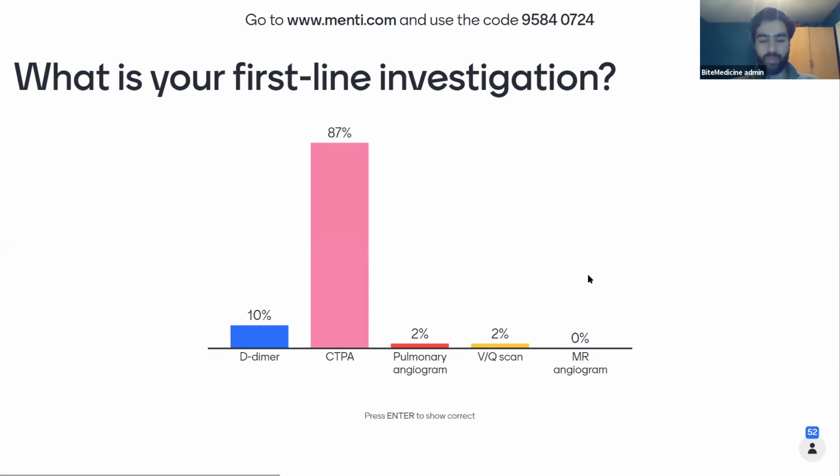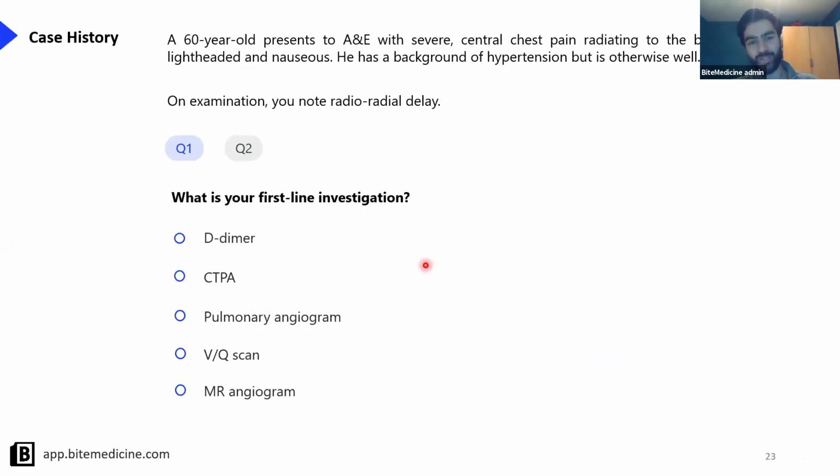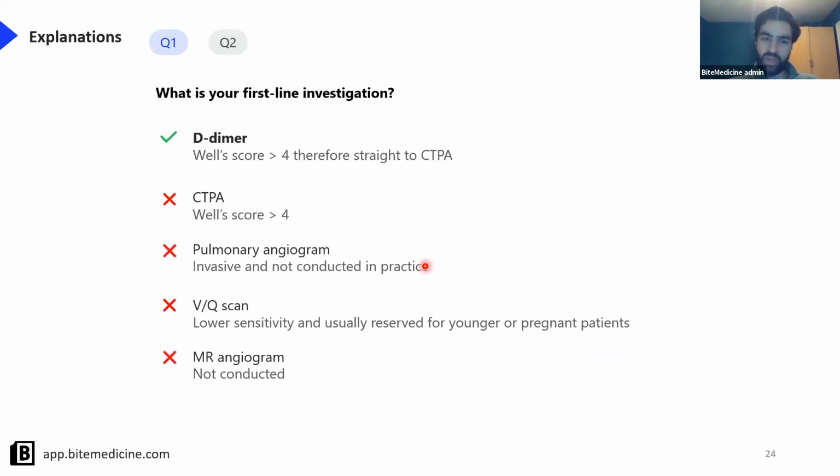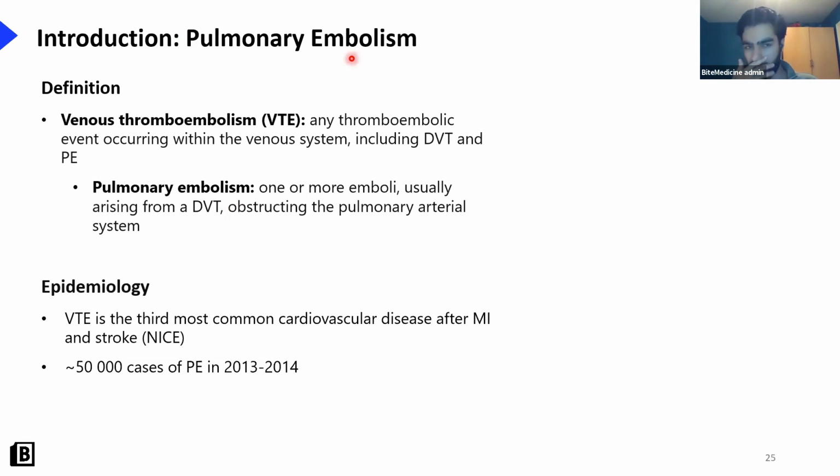Yeah, don't worry about learning the Wells score inside out. You know, I think there are more exciting things to do in life than learning the Wells score. But we know this patient is high risk. That's basically it. So it's a CTPA. Sorry, that's wrong. It's not D-dimer. The answer is CTPA.